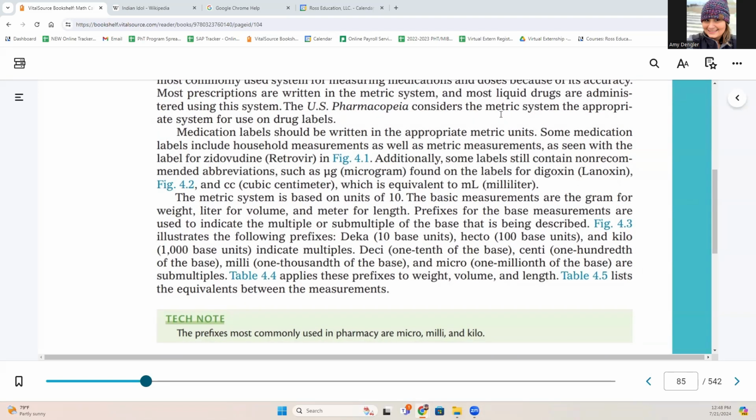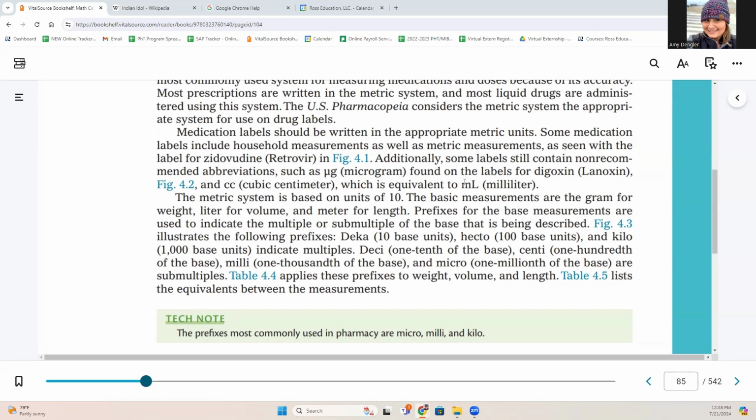Some medication labels include household measurements as well as metric measurements, as seen with the label for zidovudine. Additionally, some labels still contain non-recommended abbreviations, such as microgram found on the labels for digoxin and cc, cubic centimeter, which is equivalent to milliliters.